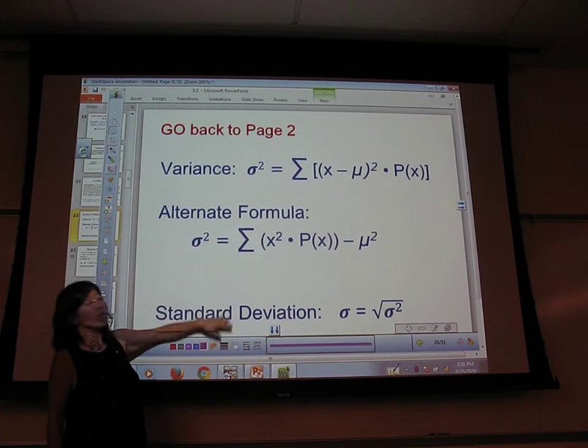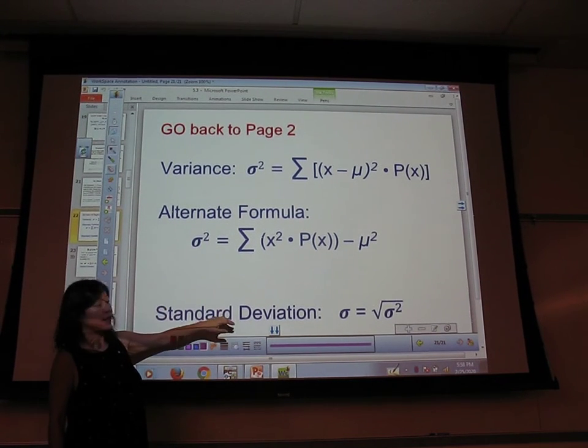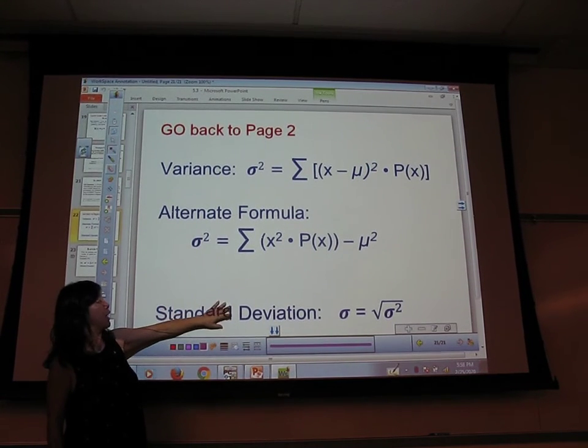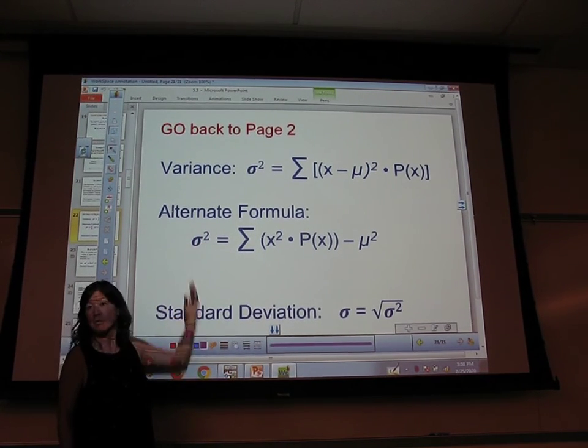How do you get back and forth between them? Take this, you square root to get here. How do you get from here to here? You square this to get there. If you have 3, how do you get from 3 to 9? 3 times itself, you get to this one.